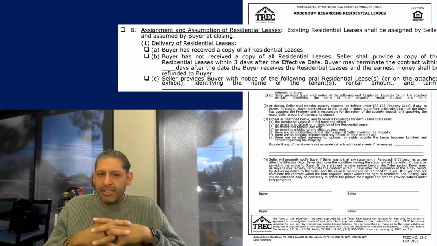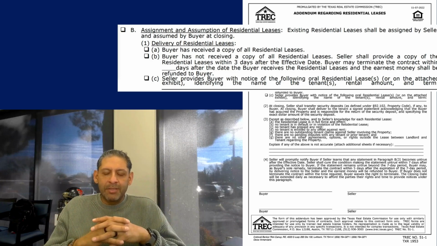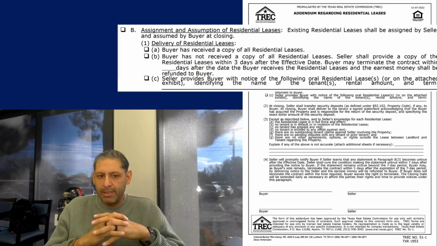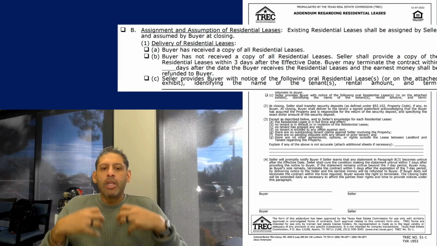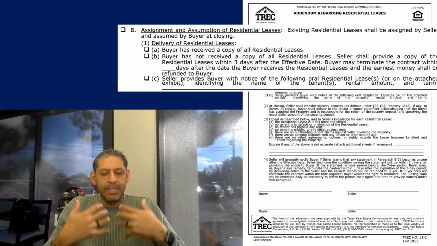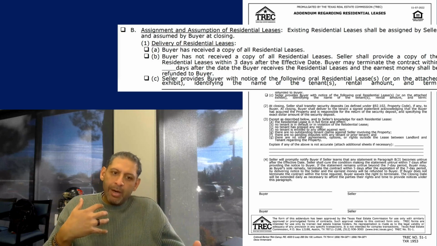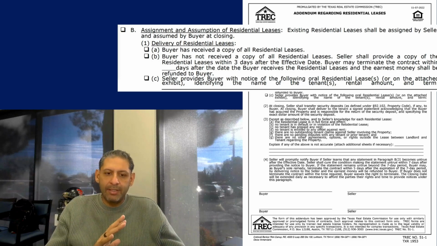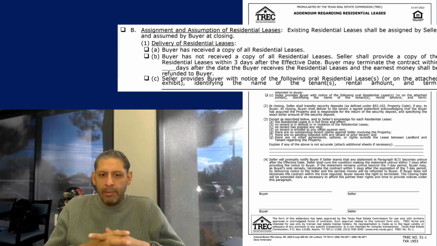It's very important that you understand this first sentence: assignment and assumption of residential leases. Existing residential leases shall be assigned by seller and assumed by buyer at closing. This means that as a buyer, you have to honor the terms of the lease that you are receiving. Just because you don't want the tenant in the property or you don't like the terms, you can't just change it without the tenant's permission. So this is really important.